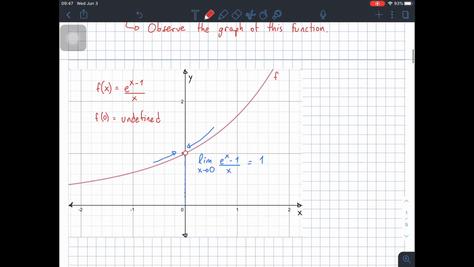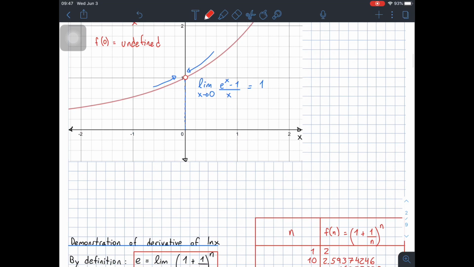So if we go down here to continue the demonstration, we're going to write this as e to the power of x times the limit when h approaches 0 of e to the power of h minus 1 over h. We know that all of this is equal to 1, right? So this is the same as saying e to the power of x times 1, which is equal to e to the power of x.